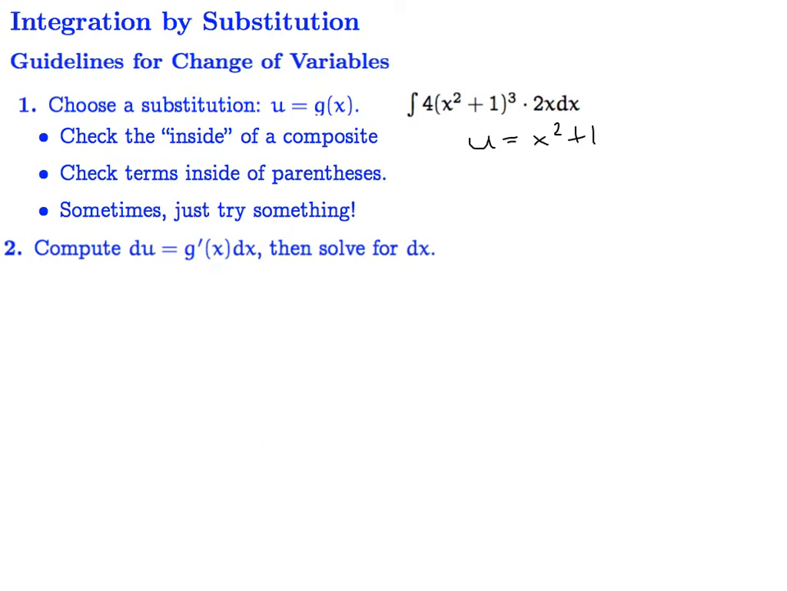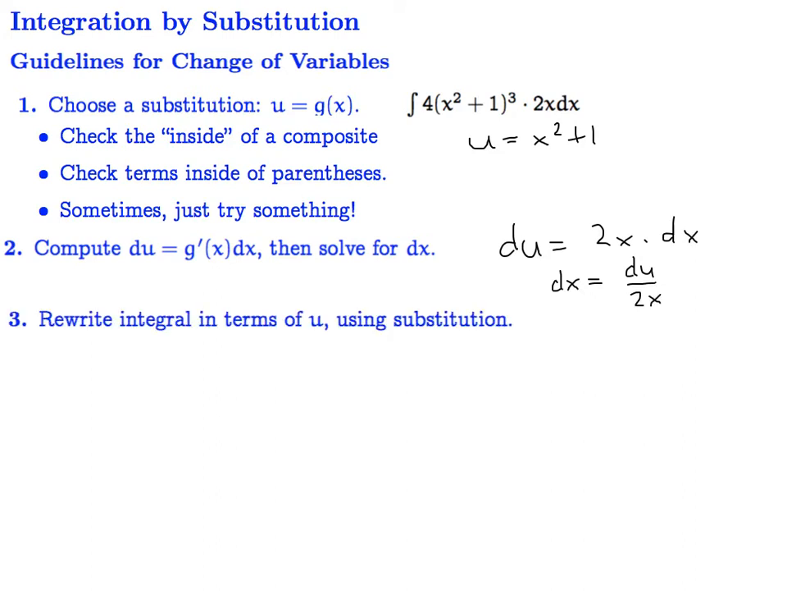The next step in my process is to compute the differential of my function. So compute du equals g prime of x dx, and solve for dx. So if I take my differentials, du is going to be equal to 2x times dx, since 2x is the derivative of x squared plus 1. And at this step I also want to solve for dx. So this tells me, doing a little bit of algebra, that dx is equal to du divided by 2x.